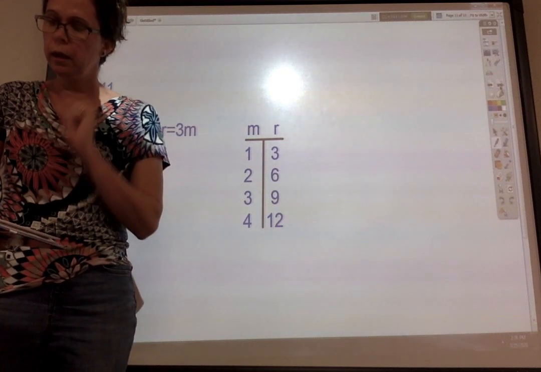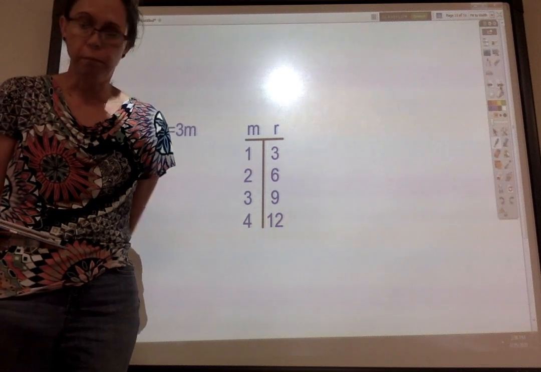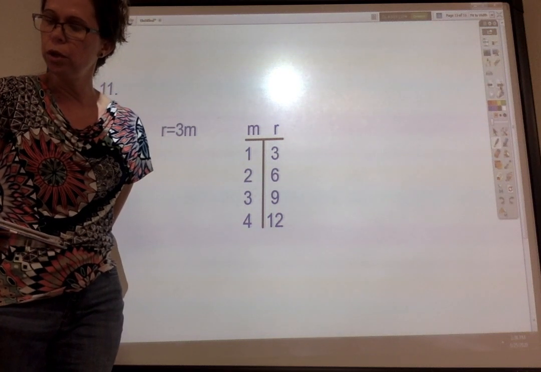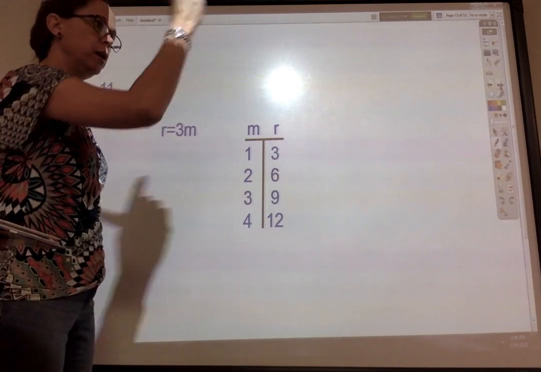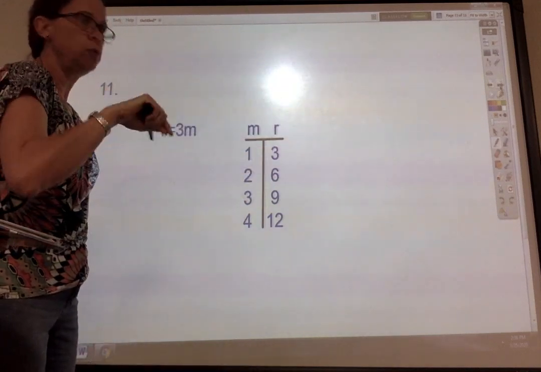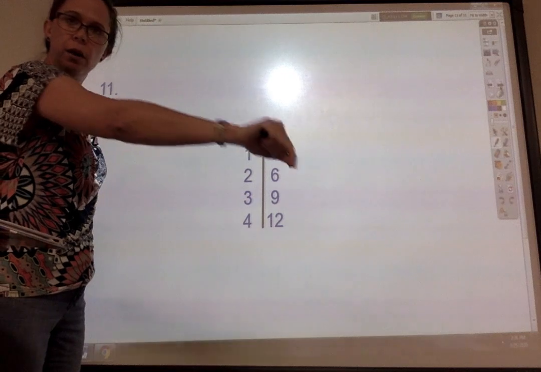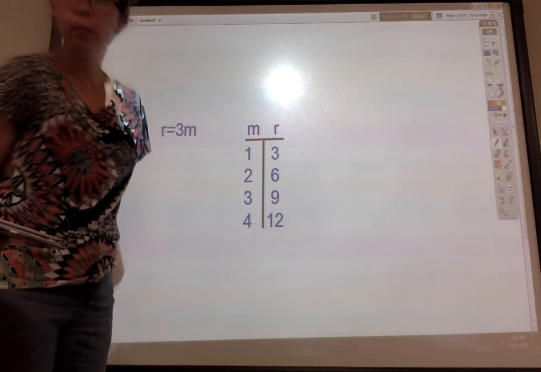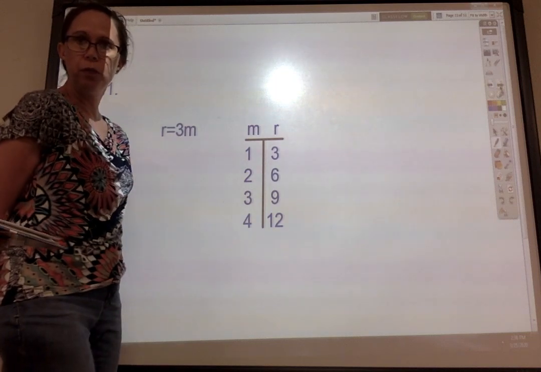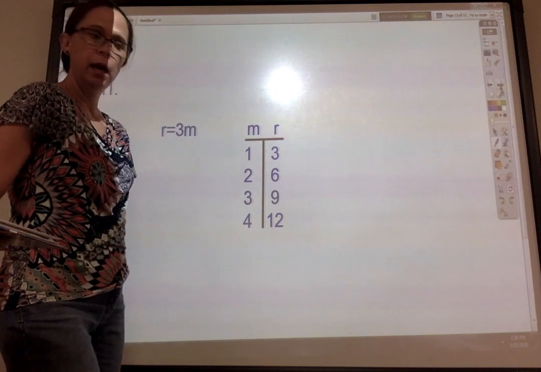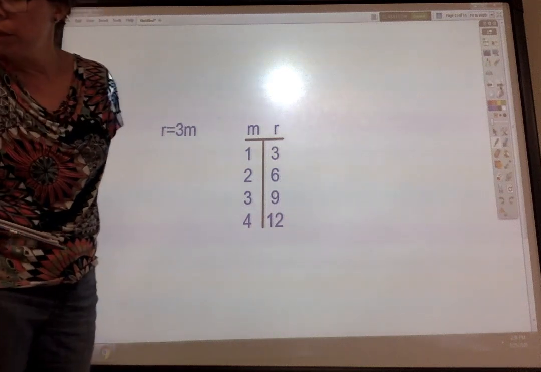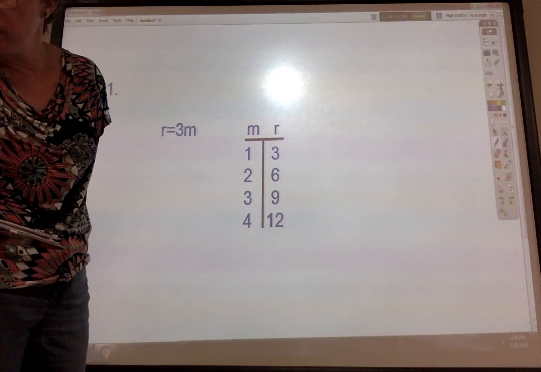Okay? Now number 11 is our last one for today. The large carousel at the fair makes 3 revolutions per minute. So it's going 3 times around per minute. And it operates for 4 minutes at a time. So when you get on the carousel for a ride, you get a 4-minute ride, and it goes around 3 times per minute. So they wanted you to draw an input-output table and then graph it.